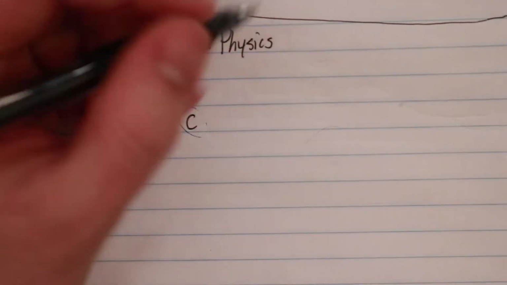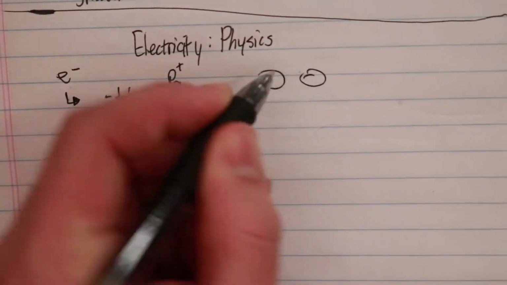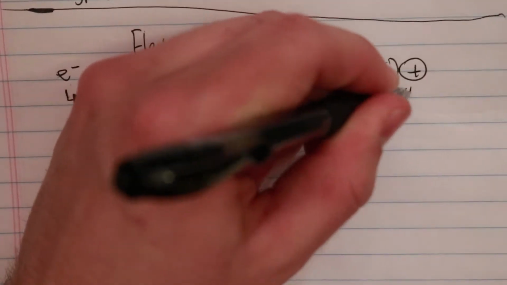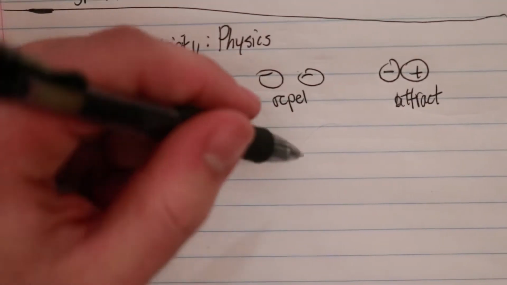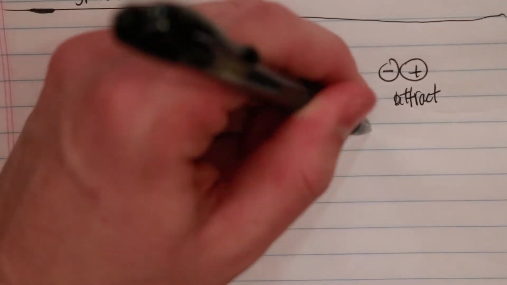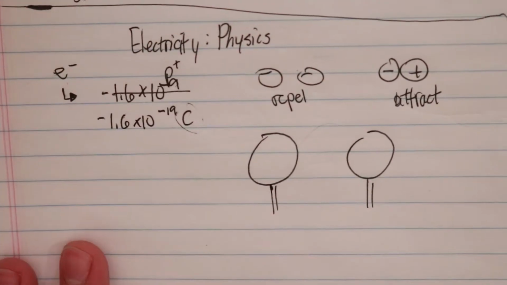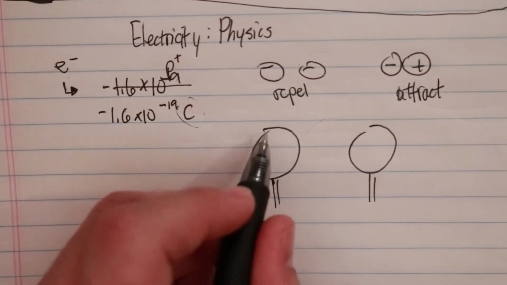Also, another thing to know, and we already kind of know this, but if we had two negative charges, they will repel each other. But if we have opposite charges, they will attract. And so that's going to be the basis for kind of what I show today. And I'm going to be drawing some metal balls and what happens.